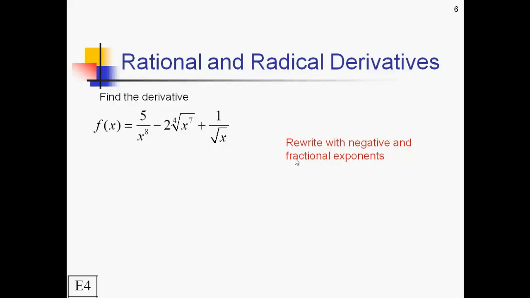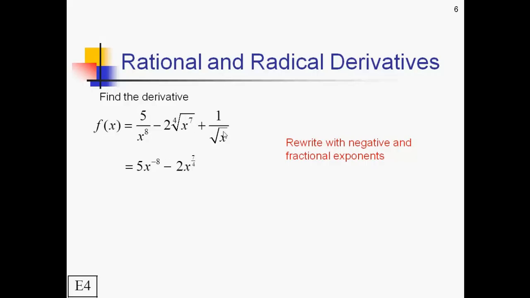And then we can actually use our power rule. Pause the video and take a moment to rewrite these with those kinds of exponents. All right, so going from left to right, this first term we can write as 5x to the negative 8. This next one, we're expressing a radical as a fractional exponent. Remember, it's going to be the power divided by the root. So this is going to be 2x to the 7 over 4 that we're subtracting.